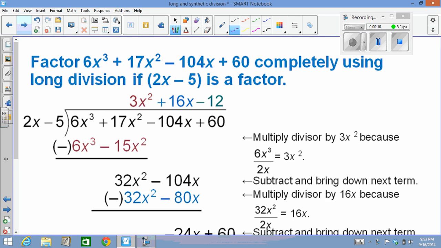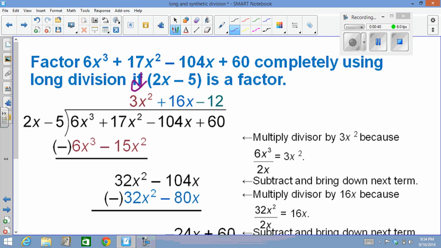So the first thing we want to do is see if the factor that they give us is actually a factor of the polynomial. Just like we did in long division last year, we're going to write the polynomial underneath the division sign and put the 2x minus 5 on the outside. I want to figure out what I have to multiply 2x by in order to get 6x cubed. Well, since I need a 3x squared, I'm going to put a 3x squared up on the top.